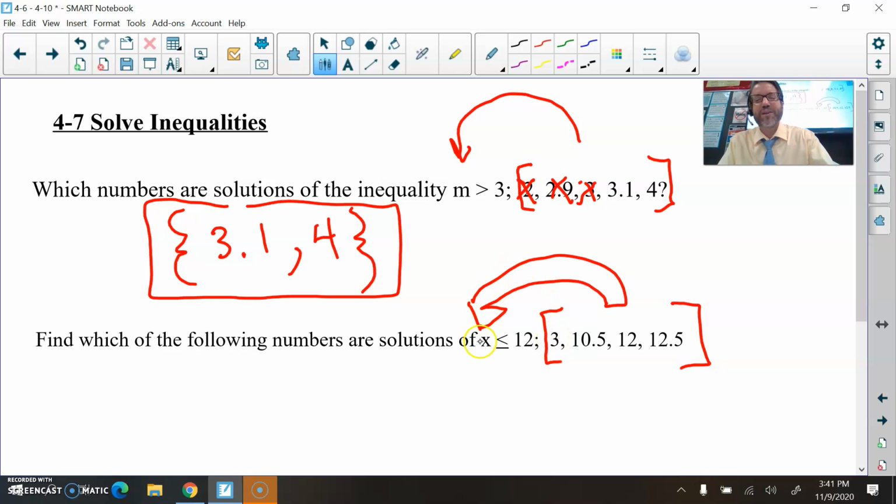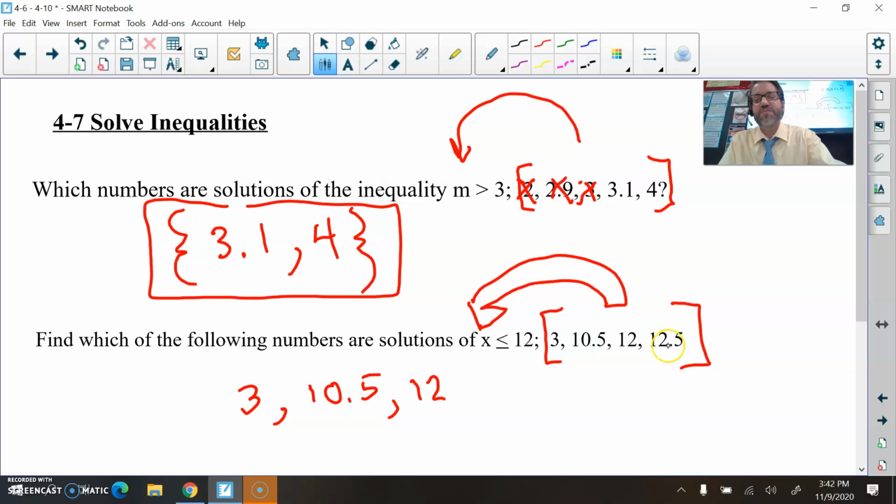Let's try the 3. Is 3 less than or equal to 12? Well, yeah, it is. So 3 is a possible solution. Let's try the 10.5. Substitute that for x. Is it less than 12? Yes, it is. So 10.5 is another possible solution here to this inequality. How about 12? Let's test out the 12. Is 12 less than 12? No, 12 is not less than 12. But we do have the equal to here also. Is 12 equal to 12? Yes. So 12 is invited to the party.